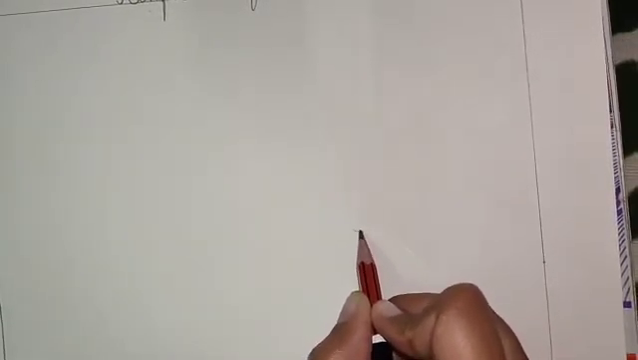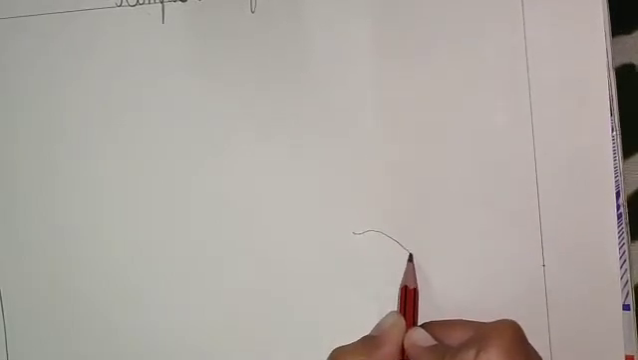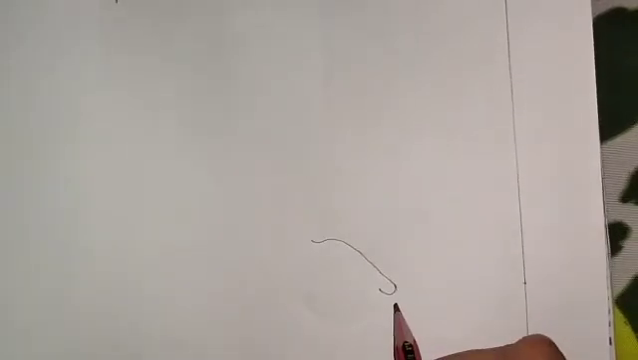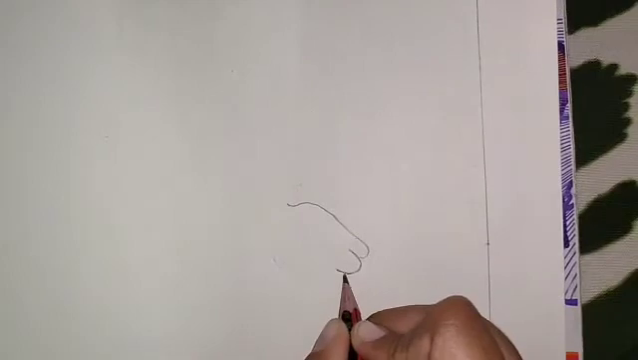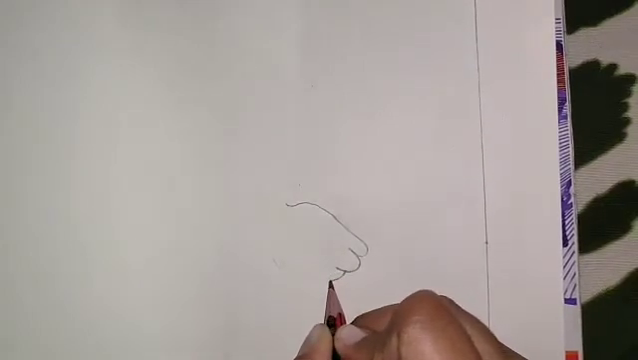Firstly, we will draw the face. For that we will make one curved line like this. Now at the end here we will make a small curve. Now we will draw the mouth. For that again we will be making one curved line. Now at the bottom again we will draw one curved line.